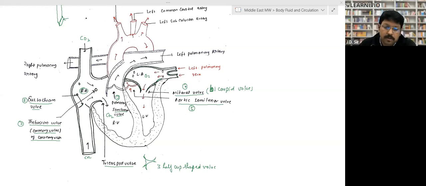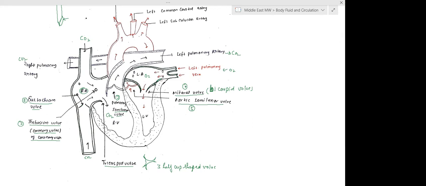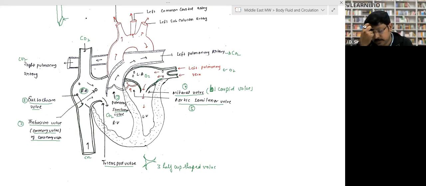Look, the left pulmonary artery gives deoxygenated blood to the left lung. The right pulmonary artery gives deoxygenated blood to the right lung. Again, the left pulmonary vein brings back oxygenated blood from the left lung, and here this opening is of the right pulmonary vein. They bring back oxygenated blood from the right lung. Clear? Yes, sir. Is there any more confusion? Any more questions? Feel free to ask me if you have any doubt.